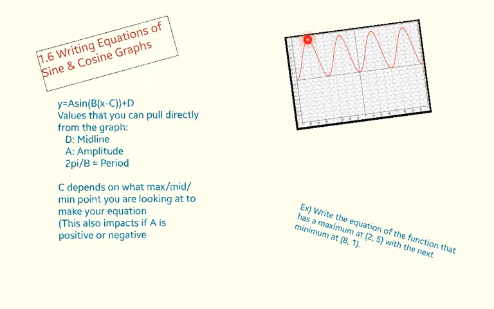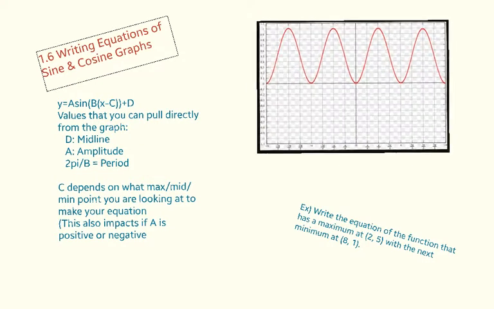So are you looking at a maximum point, which would be a positive cosine curve, or a minimum point, which would be a negative cosine curve, a point on the midline on the way up, a positive sine curve, or a point on the midline on the way down? Those would be examples of negative sine curves. So that will change from question to question. So let's just take a look at a couple of examples. Let me take a second to look at a graph here.